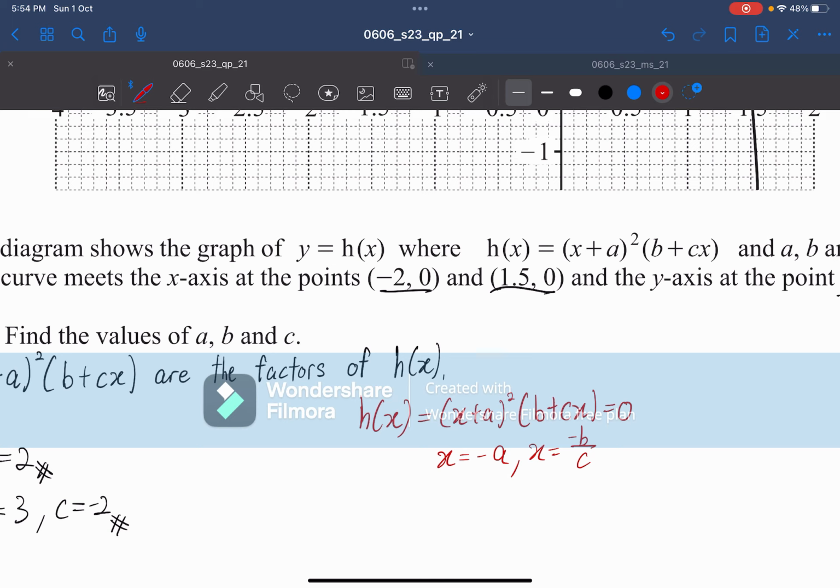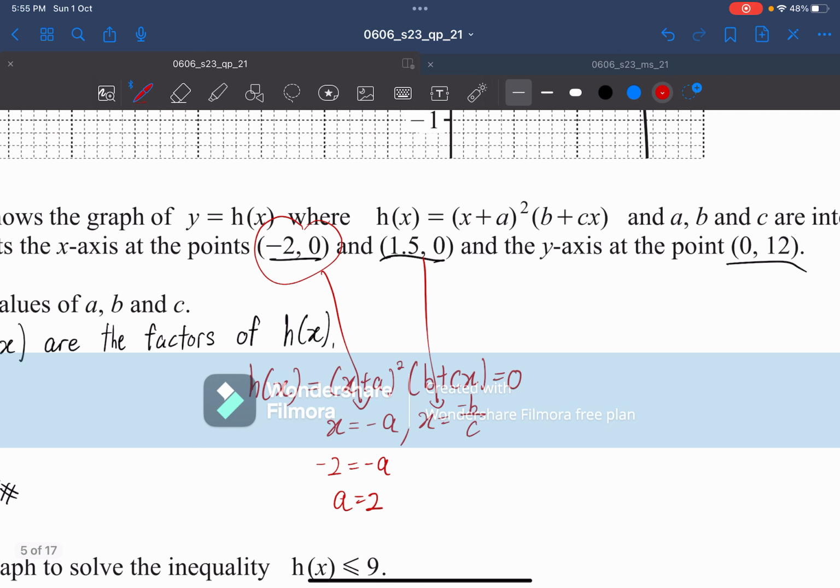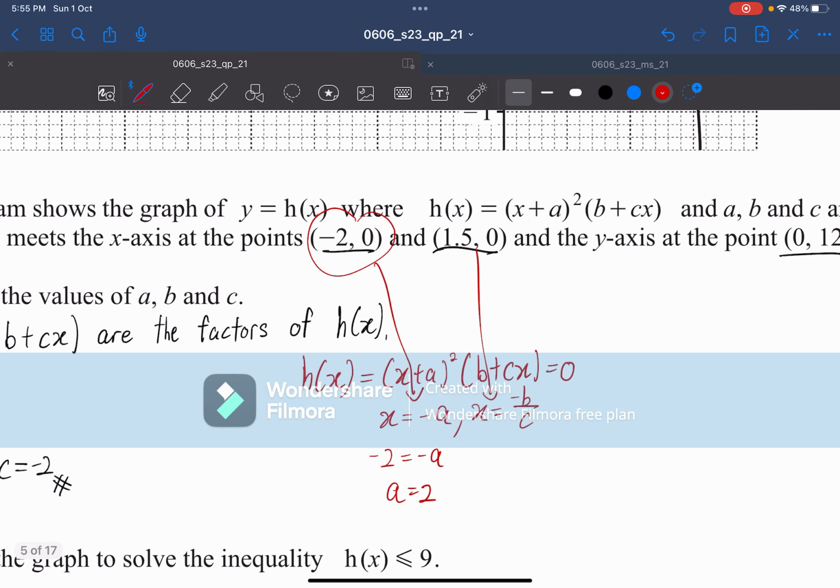And so from here, since x equals -b/c is in the form of a fraction, that means this 1.5, or 3/2, must belong to this one right here, and this one, -2, must belong to this x right here. So from here we can do x equals -a, and a equals 2. So that's how you find a equals 2. Now the tricky part is finding what b and c are and where the sign goes. We know that 3/2 equals -b over c.